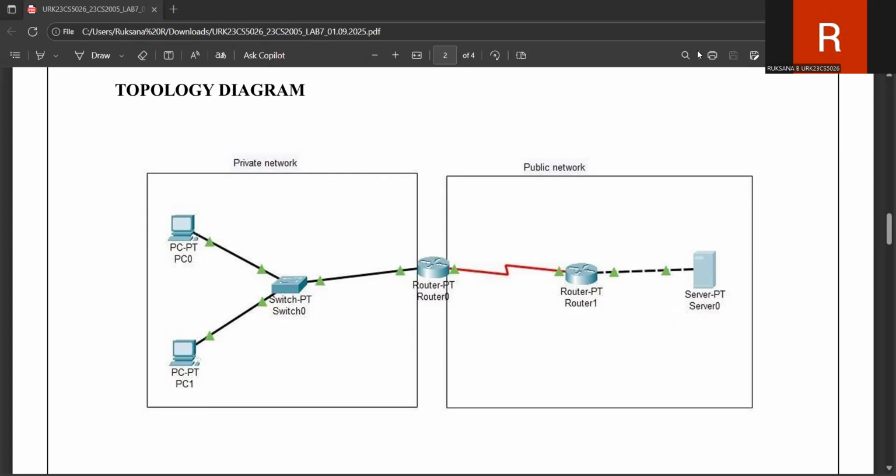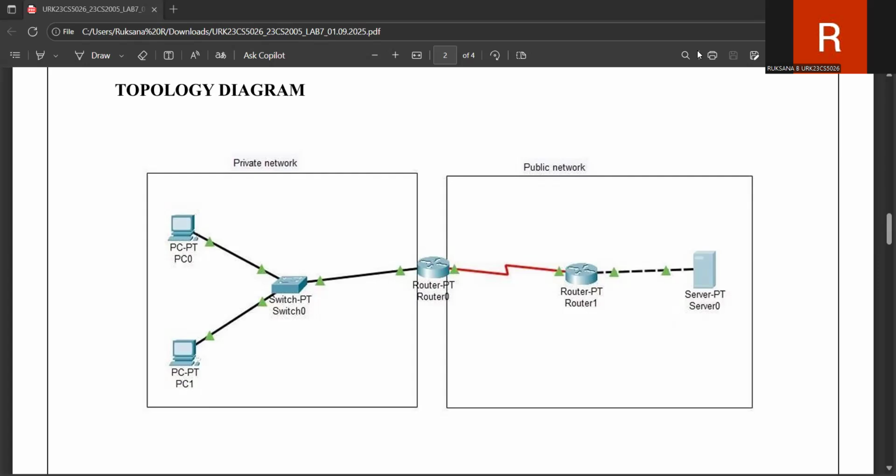Let's start by understanding the types of NAT. Static NAT. This type of NAT maps one private IP address to one public IP address permanently. It's mainly used for servers or devices that must always be reachable from the outside network. Next is dynamic NAT. This uses a pool of public IP addresses and assigns them to private IPs only when needed. Once the session ends, the address is released back to the pool.